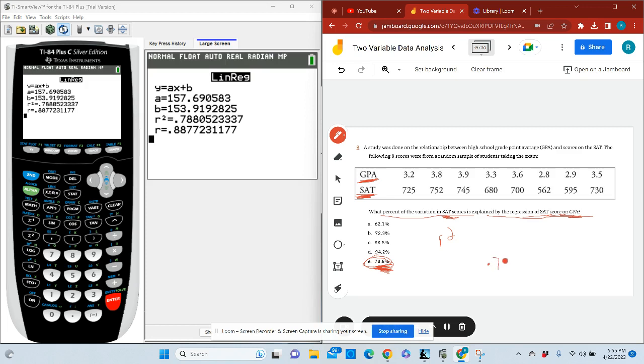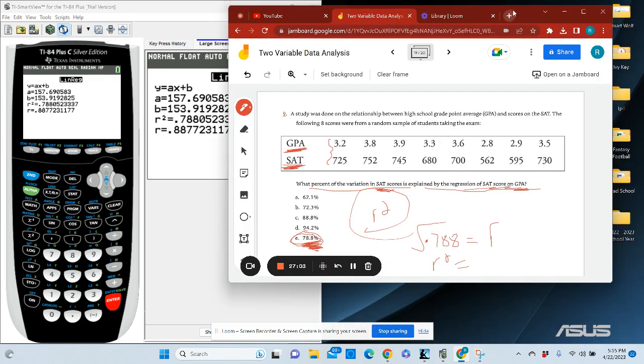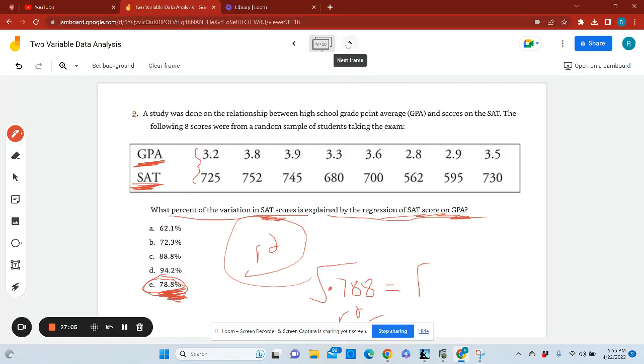So if they gave you r squared of 78.8%, you can convert it to a decimal and take the square root, and then you would have r. And likewise, if you have r and you square it, obviously you're going to have your r squared. Okay? So that was it. For this one, it was pretty easy. You just plug the numbers into the lists, you run the regression, and you pull r squared right off your calculator. All right? And I think that's all I have.